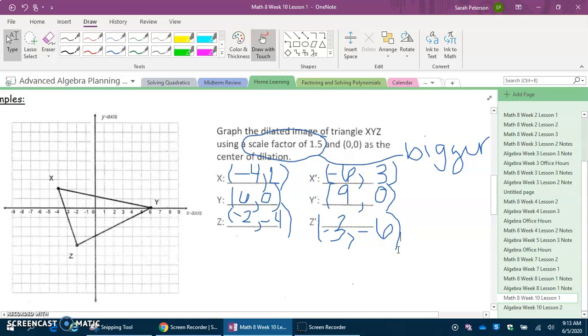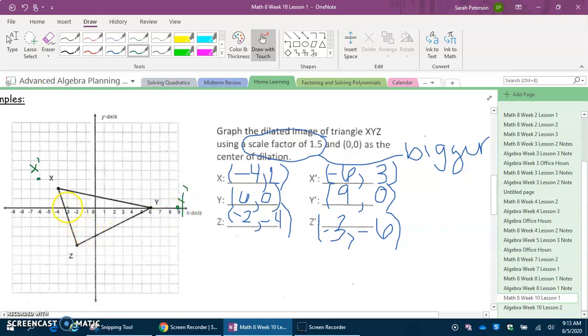And so then once I have them, I can plot them on my screen, and I should see a bigger triangle. So I'm going to do it real quick. -6, 3. You can already see that that's x prime, which is clearly a little bit bigger than x. Y prime is 9, 0, which is right here, bigger than y.